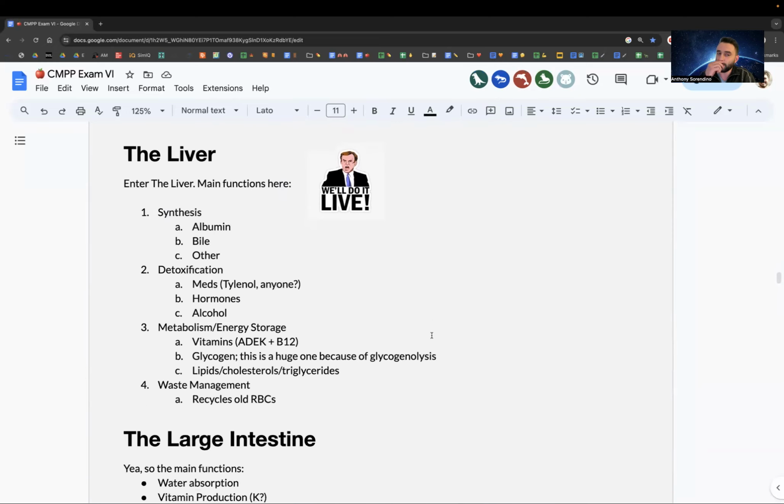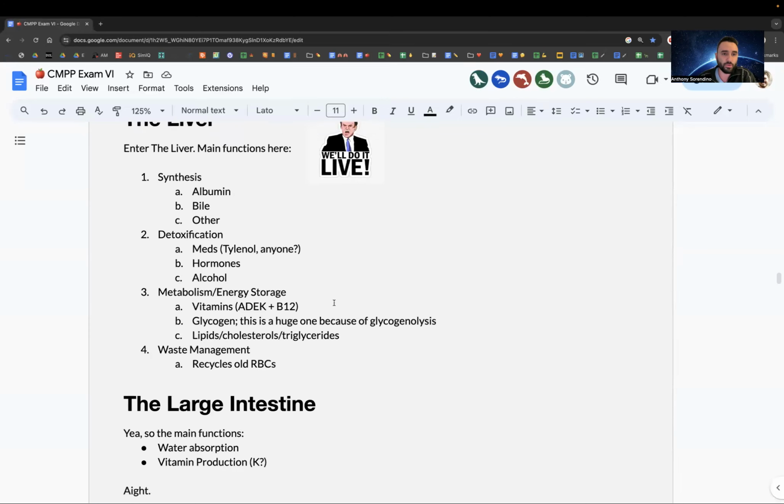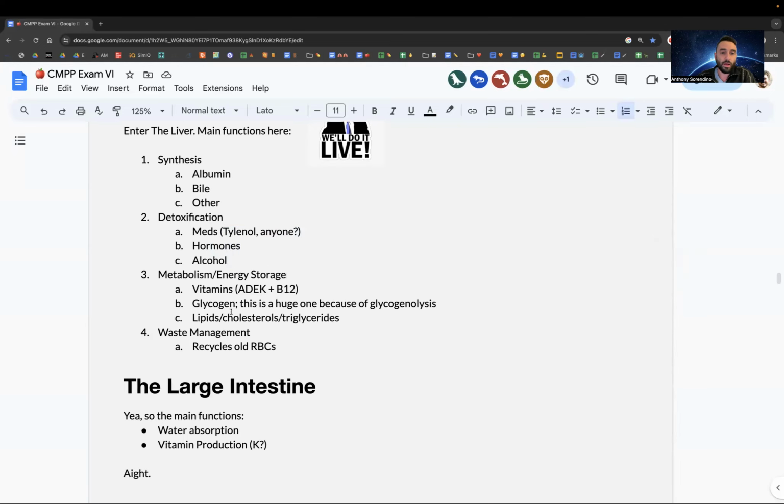All right, so let's go into the liver. Yeah, definitely a lot of functions here. Some of the big ones are the synthesis of albumin and bile. We have detox here, like with meds, think about Tylenol toxicity. You can detox hormones and alcohol. A big one is energy storage for glycogen, you know, the storage form of glucose, so we can break that down when needed.